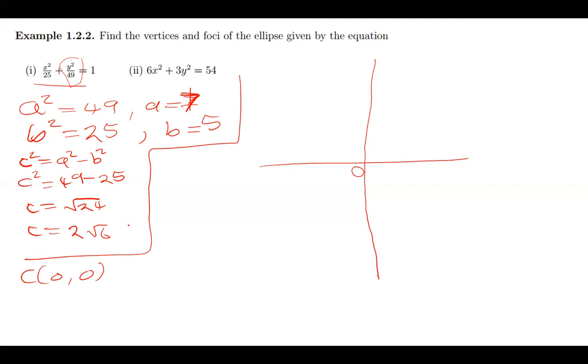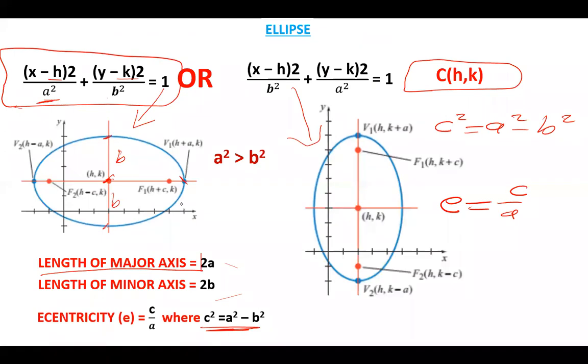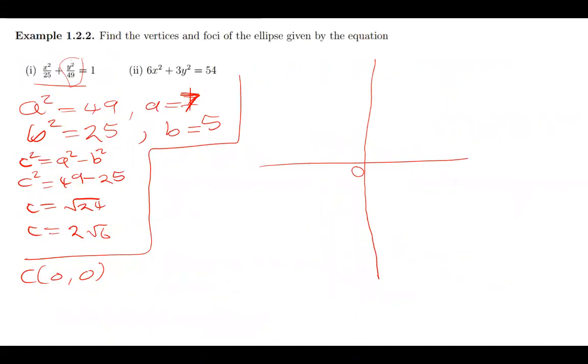Let us now find the vertices. From the equations we've been given, V1 is found by adding A to H, and V2, the other vertex, is found by subtracting A from H. In other words, where is our A? Our A is 7. We know that this ellipse is in the Y, so we move 7 steps in the Y, up and down from the center. From the center, we move 7 steps going up: 1, 2, 3, 4, 5, 6, 7. We also move 7 steps going down: 1, 2, 3, 4, 5, 6, 7.